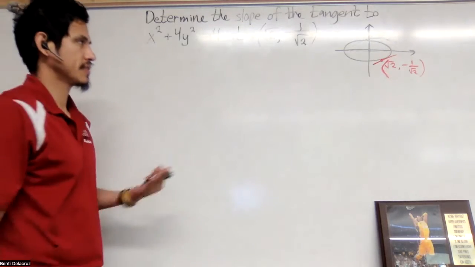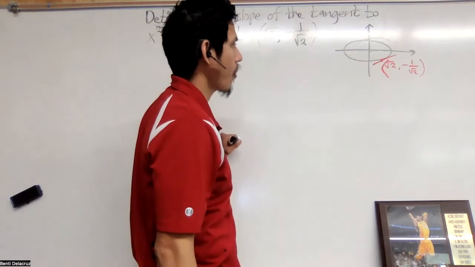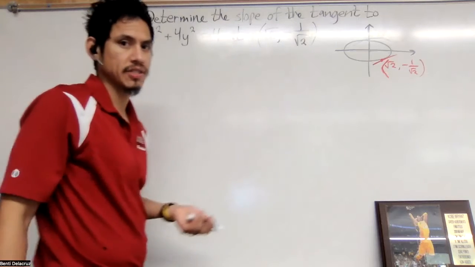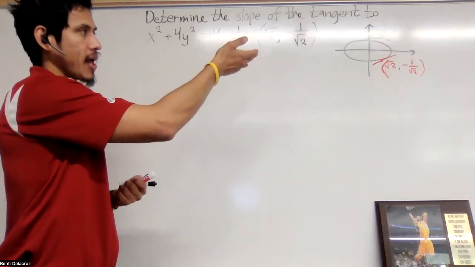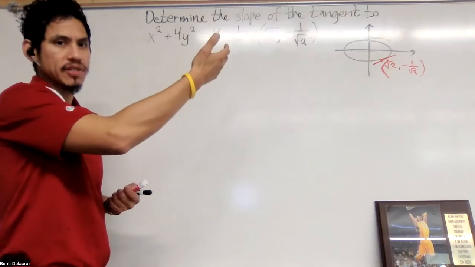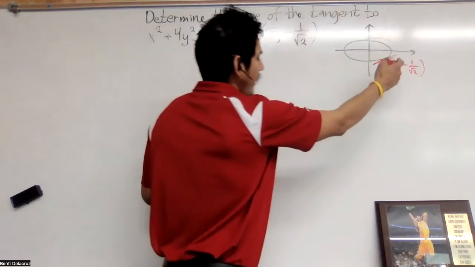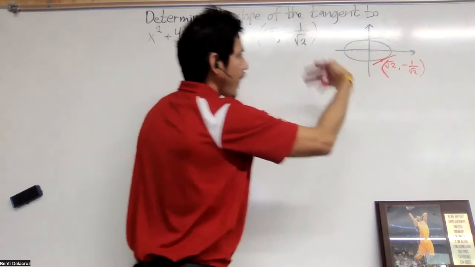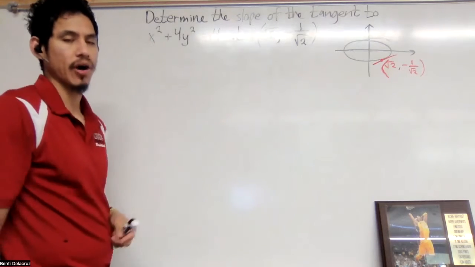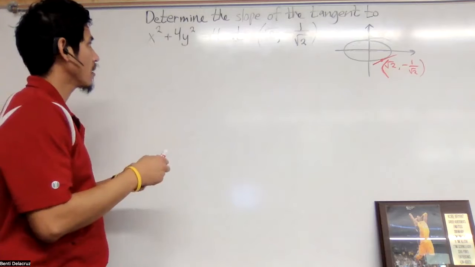Now, since this is not a function of x, we're going to have to use implicit differentiation, and then we're going to get an equation for dy/dx. And then when we have our equation for dy/dx, we plug in the √2 for x and -1 over √2 for y. And then it'll give us the value of our slope there. All right, so let's go through this.